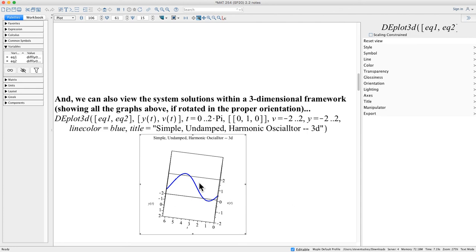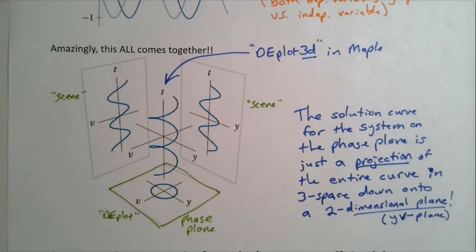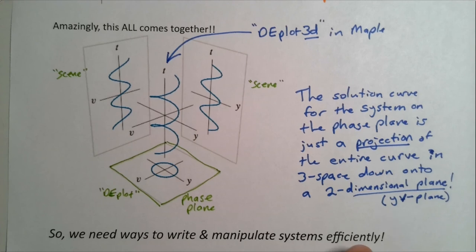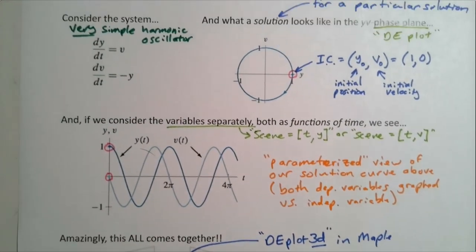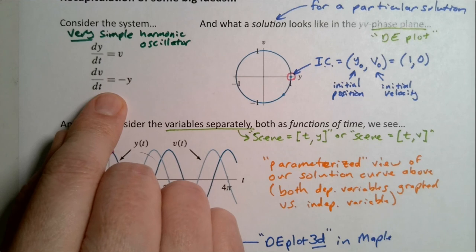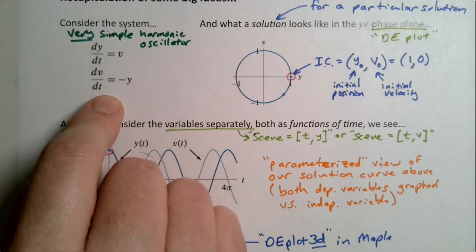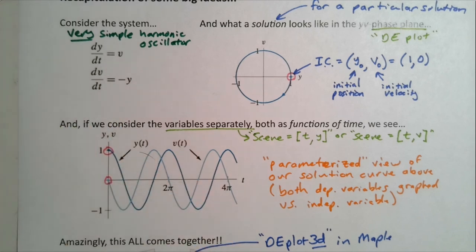And that means that we need a way to write these systems and talk about these systems and manipulate these systems as efficiently as possible. Writing them like this can be useful, but we're keeping track of two equations at the same time, and it's kind of clumsy and clunky. And so there's a couple of different ways that we're going to learn how to condense this and rewrite this. And we'll get to that in the next video.